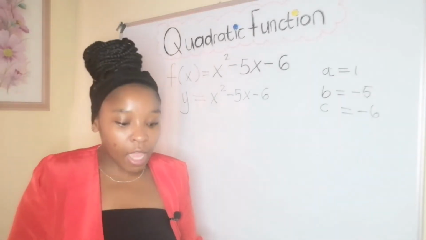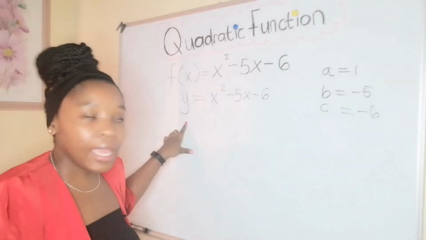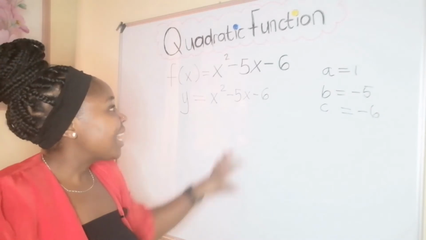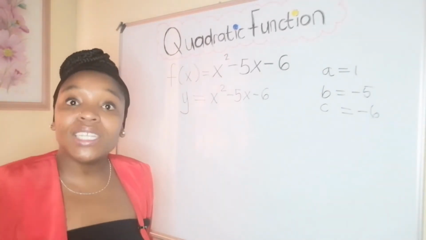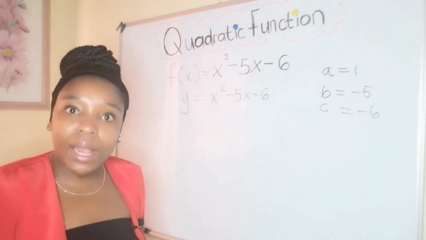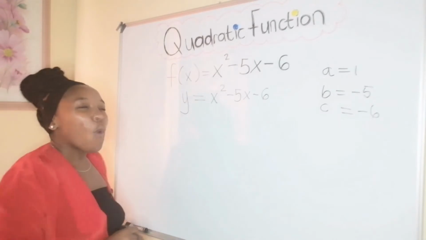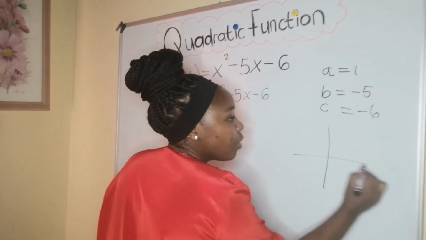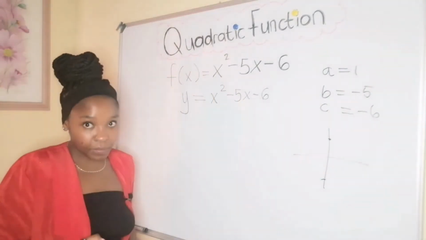Yes, it can, right? Because f of x is the same as saying y, okay? So now, once we've written this quadratic equation in this form, we can start getting our x-intercept as well as our y-intercept, right? So let's get started. To get our y-intercept, what do I mean by our y-intercept? Where our quadratic function cuts the y-axis, okay?